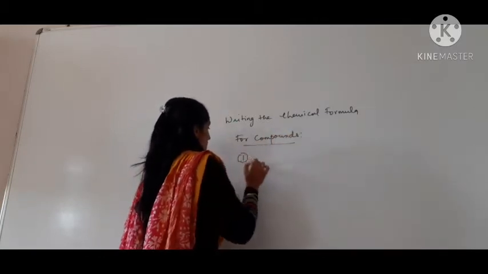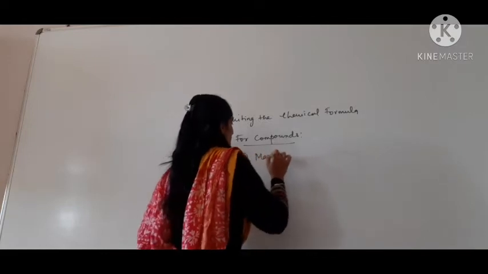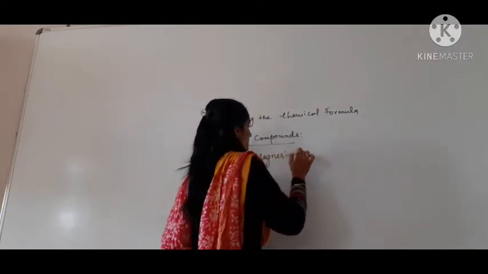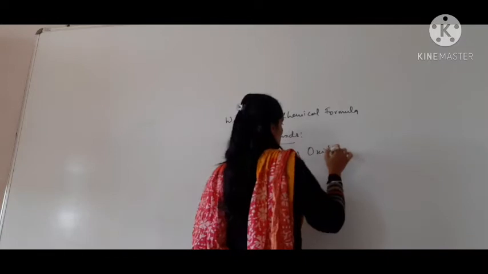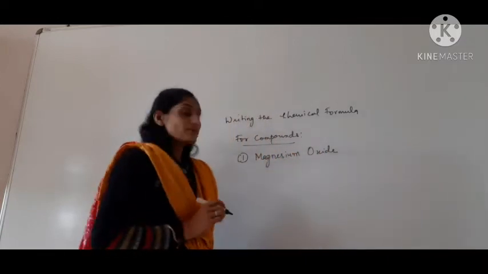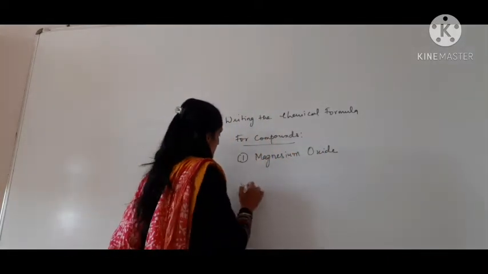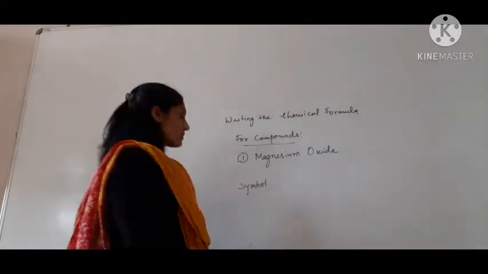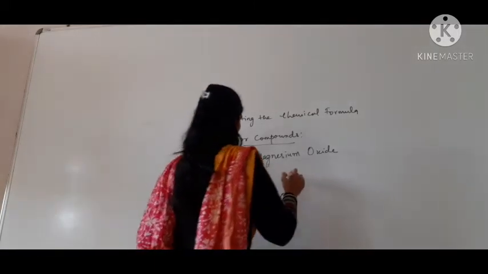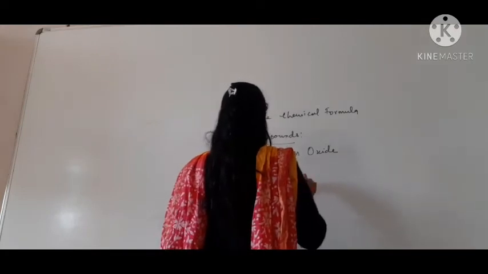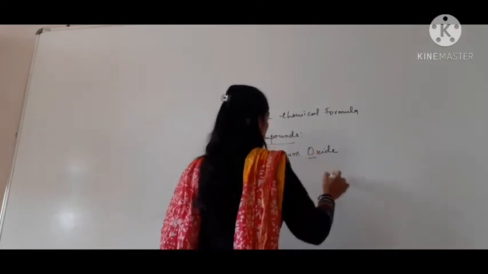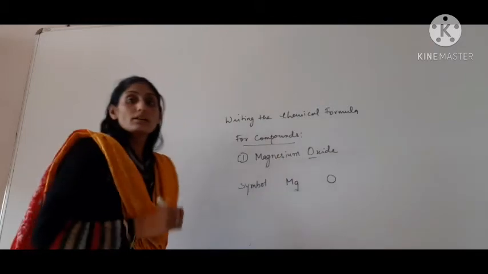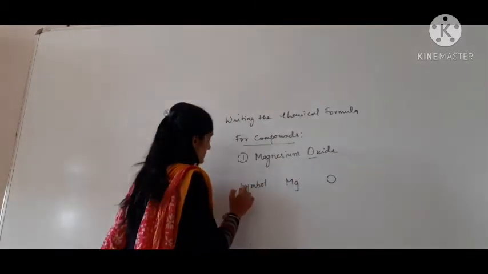The first compound, suppose, is magnesium oxide. The very first step is to write the symbol for it: magnesium is Mg, and oxygen is O. So the first step is to write the symbols.